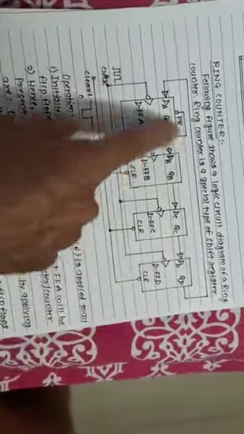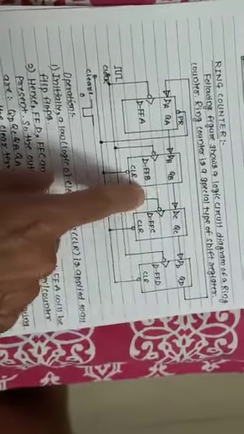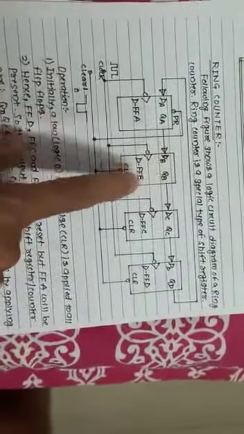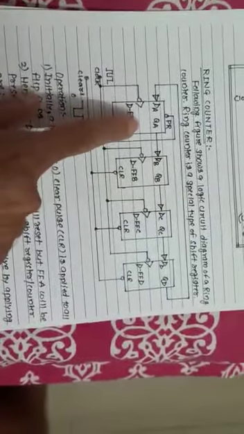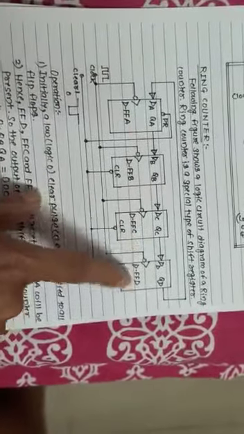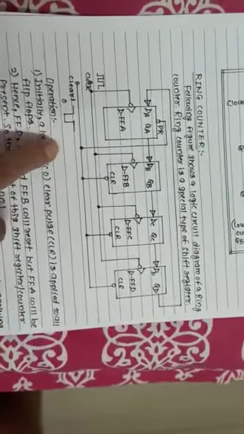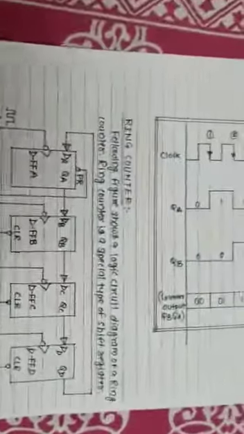So that's why that 1 will keep on circulating. So this is called as a ring counter. Basically it is not a counter, it is a register. Now let's see the simulation.